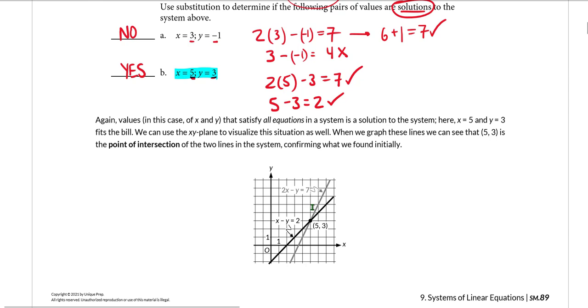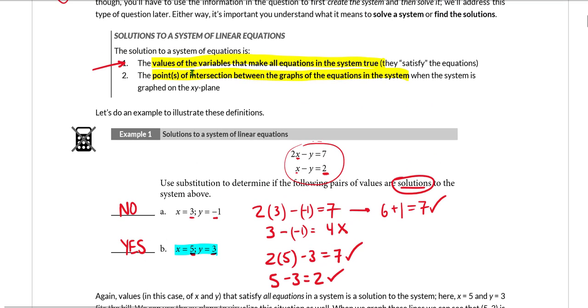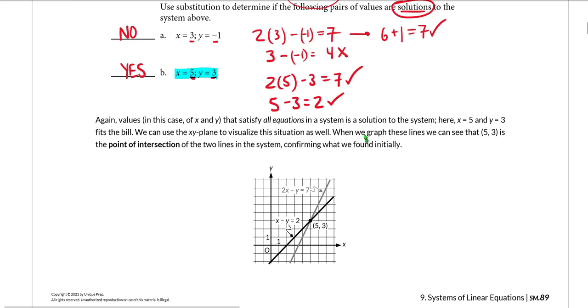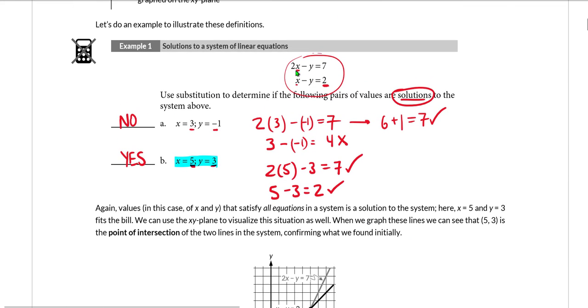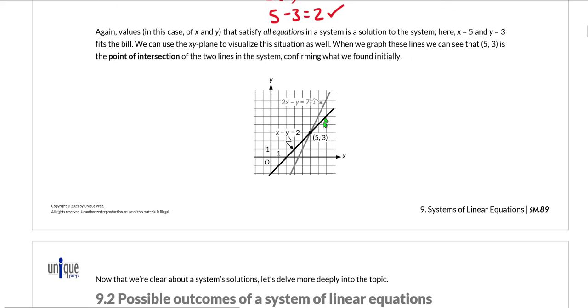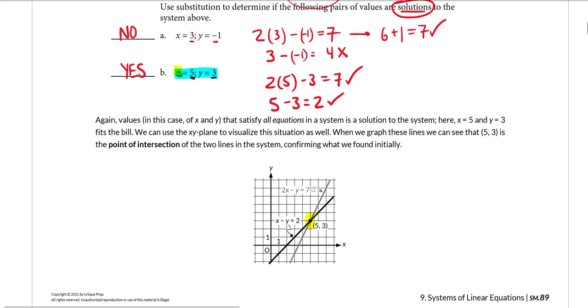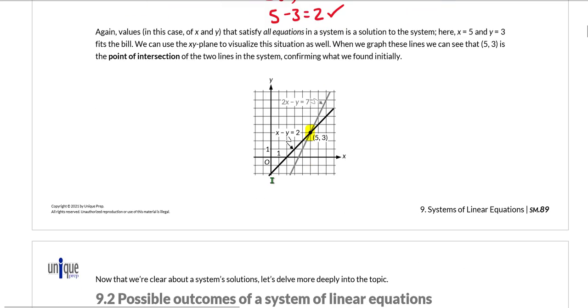And then the second definition that deals with points of intersection, if we take a look at these two lines, 2x minus y equals 7 and x minus y equals 2, plotted on the xy coordinate plane, we can see that they intersect at 5, 3, which is exactly what we just found in example 1 up here, that 5, 3, x, y, 5, 3, is a solution to the system, and 5, 3 is also a point of intersection between the two lines.